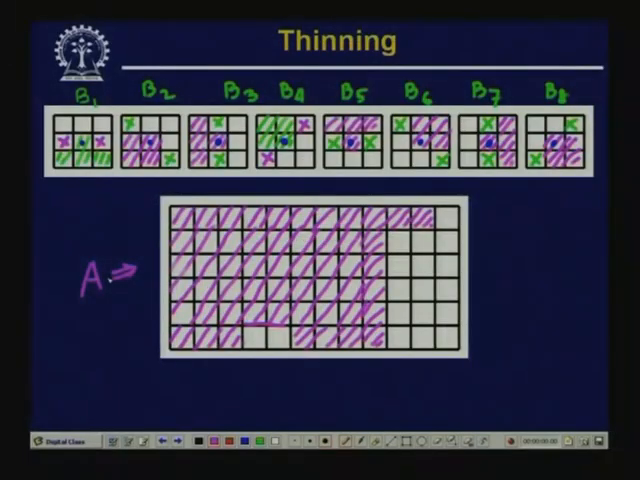The entire operation has to be done a second time, a third time, a fourth time, and so on, until we get convergence, that is, a situation where no change in the thinned output is possible. So, let us see. First, let us consider the structuring element B1 and try to thin this point set A with the structuring element B1.